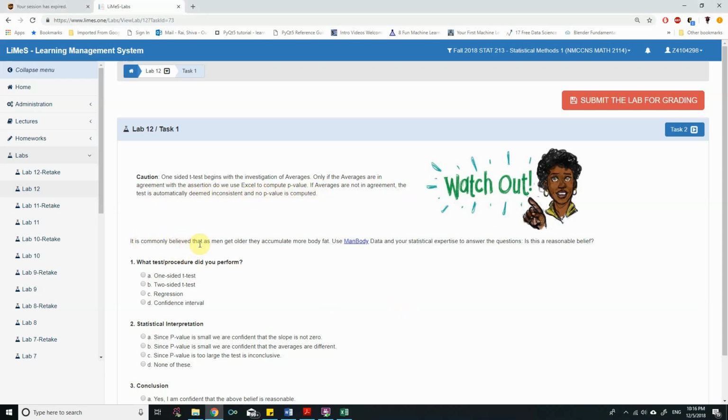It is commonly believed that as men get older, they accumulate more body fat. Use man body data and your statistical expertise to answer the question. Is this a reasonable belief? Here it says it is commonly believed that as men get older, they accumulate more body fat. So there is a relationship between people getting older and accumulating more body fat. So that's the case of regression.